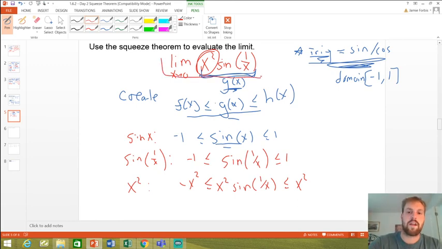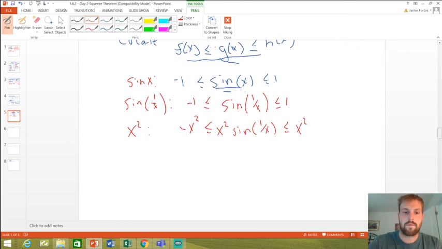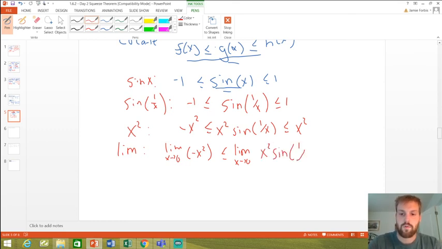Now we've almost created this entire function. We got everything inside the limit. Now let's tack on the limit. Okay, so we're going to do the limit part now. So we're going to say the limit as x approaches 0 of -x squared is less than or equal to the limit as x approaches 0 of x squared sine of 1 over x, which is less than or equal to the limit as x approaches 0 of x squared.